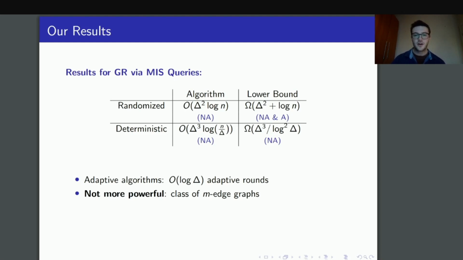Recall that omega of n times delta times log n over delta independent set queries were required to exactly reconstruct a graph. Here we can see with our randomized algorithm, big O of delta squared log n maximal independent set queries are required. A huge improvement over independent set queries, and thus on the class of graphs parameterized by their maximum vertex degree, maximal independent set queries are more powerful.